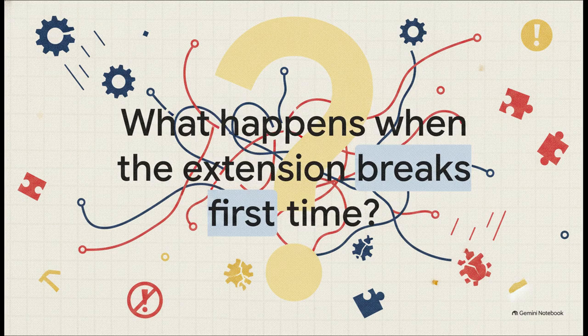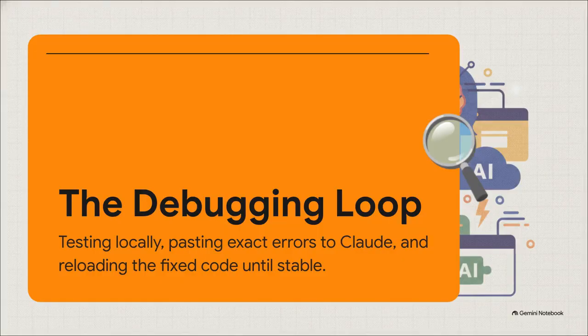Because let's be real for a second. I promise you it almost certainly will. Well, the answer is you just enter the debugging loop. Honestly, this is the secret sauce of AI development. It's basically the repetitive process of testing locally, copying the exact error message that Chrome spits out, pasting it back into Claude, getting the fixed code, and reloading it.